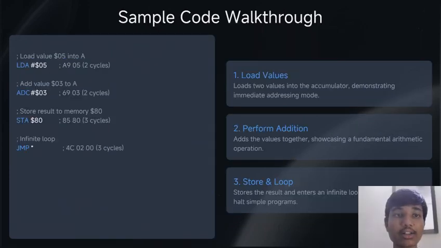Here, let's look at the sample code. At first, the CPU loads 5 into the accumulator and then it adds 3, making the result 8. And then it stores that 8 in memory location 80H. Then it jumps into an infinite loop, which is a common way to stop the execution. The sample code shows how instructions work together to fetch, execute, and change memory or registers.